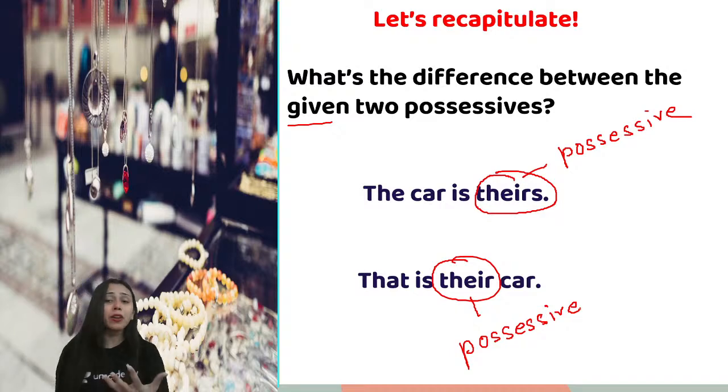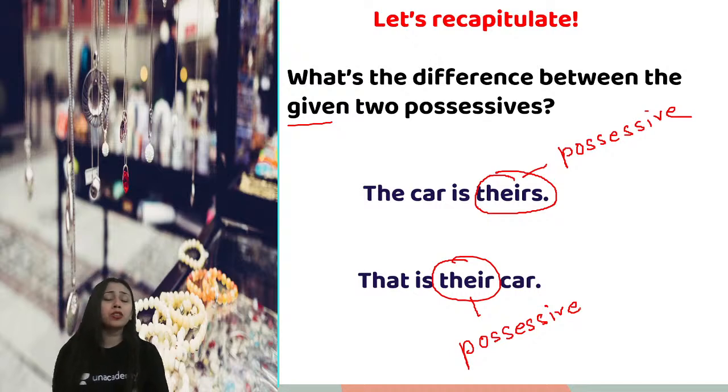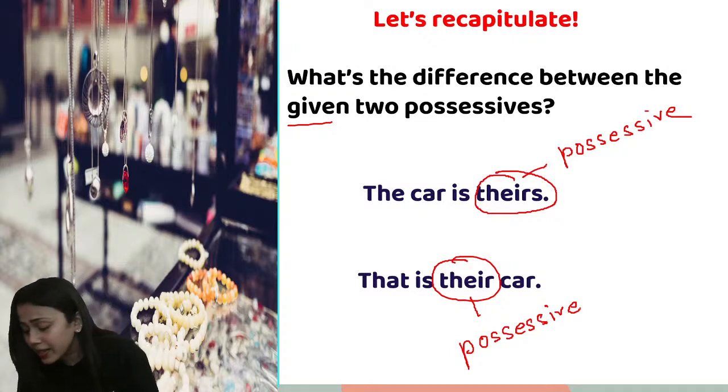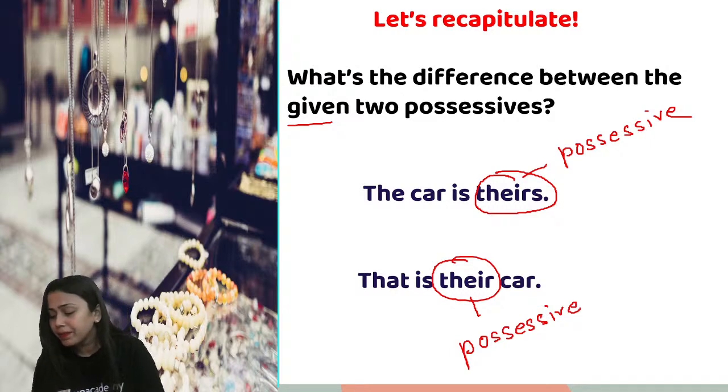Because there is also a possessive, there also tells you about ownership, and there also tells you about ownership. Both are possessives. Now tell me what's the difference between the given two possessives? Yes, Pari, I'm waiting for your answer. Anybody else who would like to answer this question here?